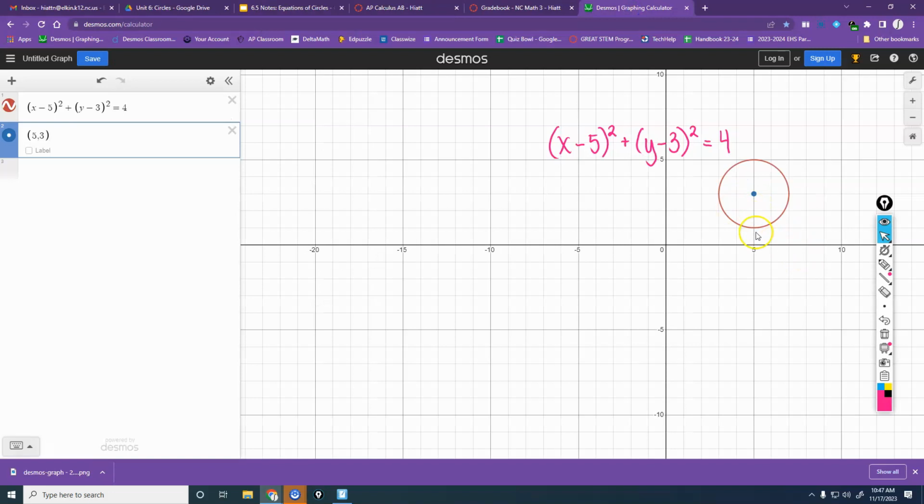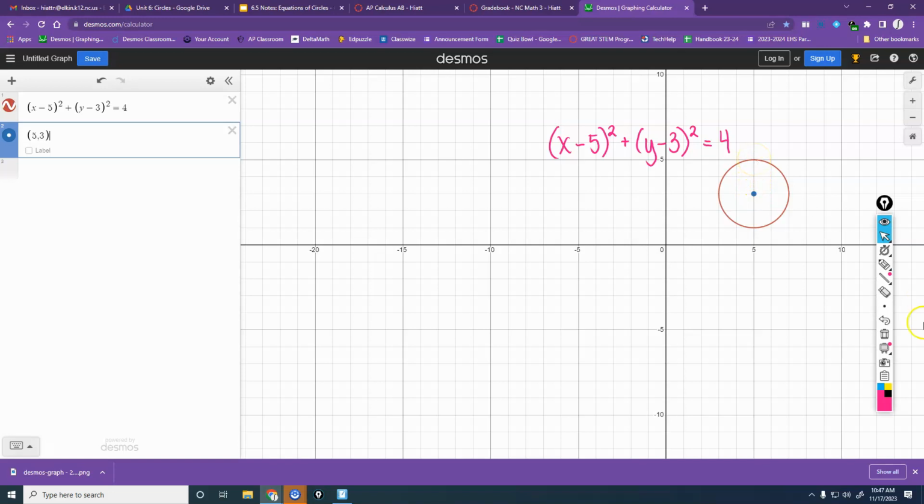You're just counting right there. So from the center to the edge of the circle is to just go up, down, left, or right. It doesn't matter which direction. Don't try to count sideways or it won't work. But from the center up to the top, that would be your radius right there.